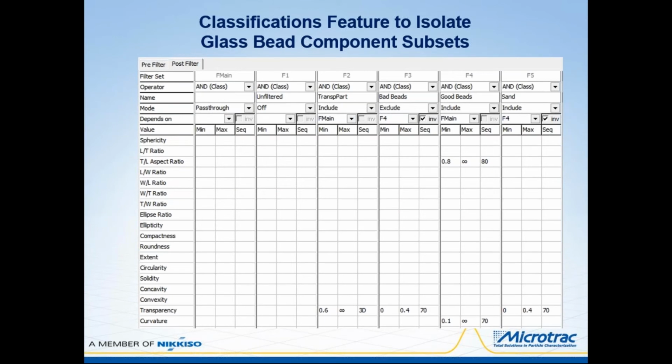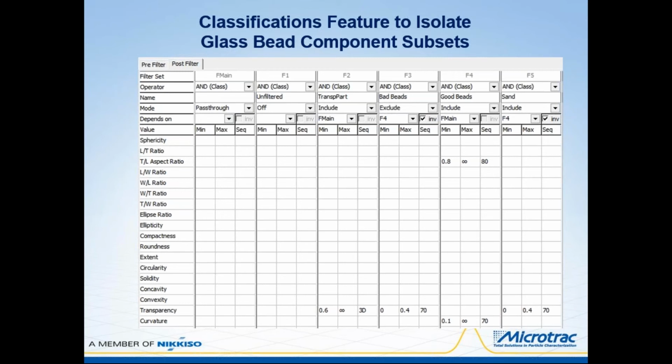This shows the display where all the pertinent particle queries for this sample can be programmed into one SOP, which can then be chosen to automatically apply all the queries to isolate the various defined components in the sample. In all, up to 7 different queries can be set up here, more than would probably ever be needed. Here we've set up 4 different queries in columns F2 through F5 to isolate 4 classes: transparent particles, bad beads, good beads, and sand.